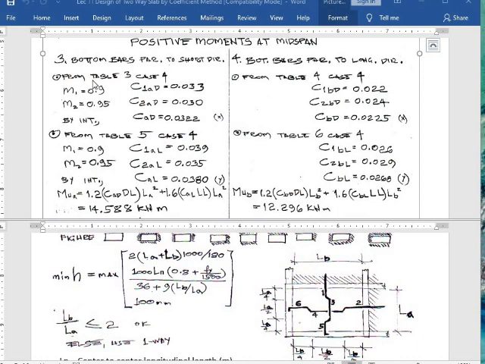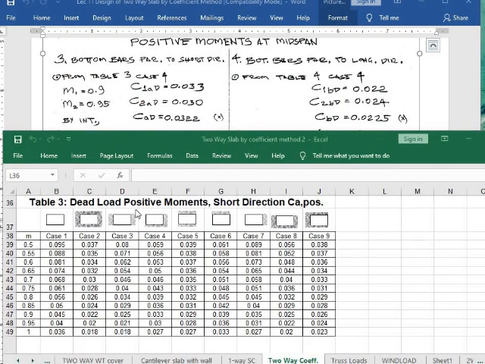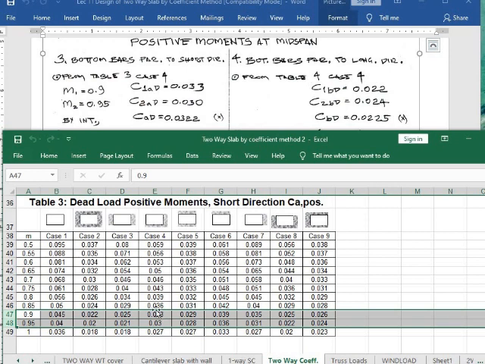So ganon din, you have table 3 and table 5, in the sense that table 3 deals with dead load, table 5 deals with the live load. This pertains to dead load positive moments, short direction. With 0.9 and 0.95, and case 4, we have 0.033 and 0.03. Okay? And then by interpolation, you have CAD 0.0322. So, you store that to X.